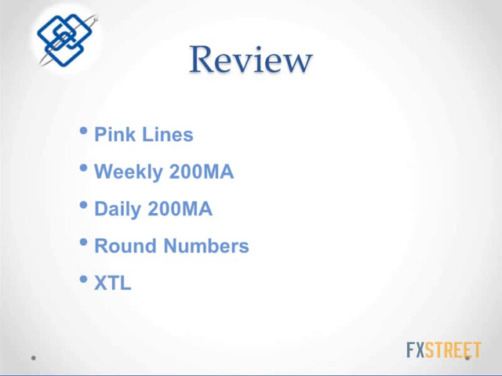Right, XTL bars, they give us a bias in price action. So when the bars are red, we're looking to sell. That's a bear market. When the bars are black, we're standing aside. That's consolidation. And when the bars are green, that's a bull market, and that's when we're looking to buy.